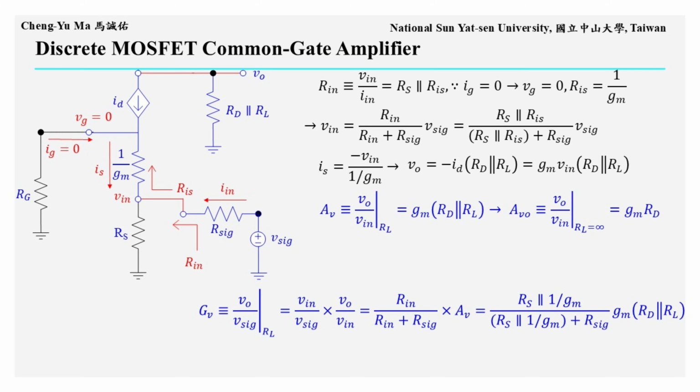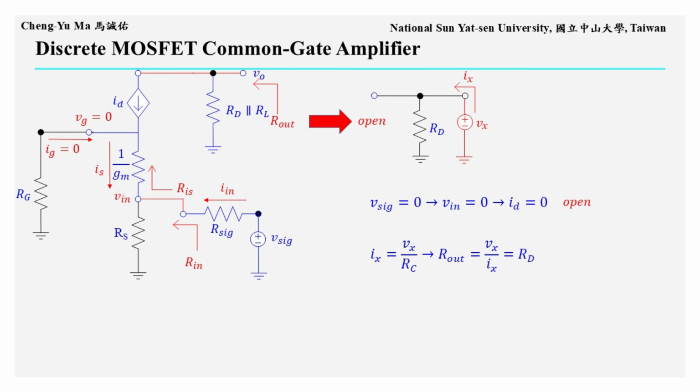Finally, we find the output resistance Rout. As usual, we set the input signal source Vsig to 0. Then Vin is 0 volts, so Is is 0 and Id is also 0. The controlled source is therefore an open circuit. When a test voltage Vx is applied at the output, the test current Ix equals Vx over RD. Thus, Rout equals Vx over Ix, which is RD. Remember that RL is not included when calculating the amplifier output resistance because RL represents the external load or the input resistance of the next stage.